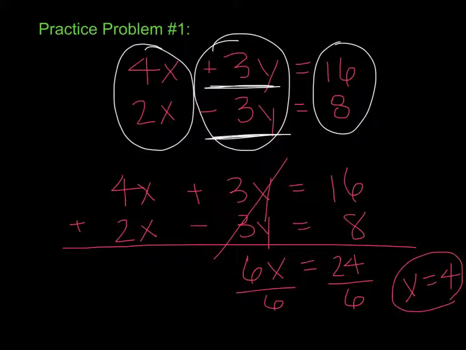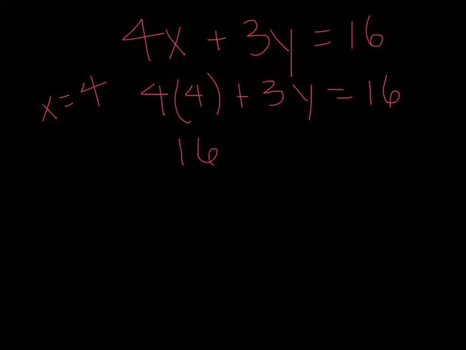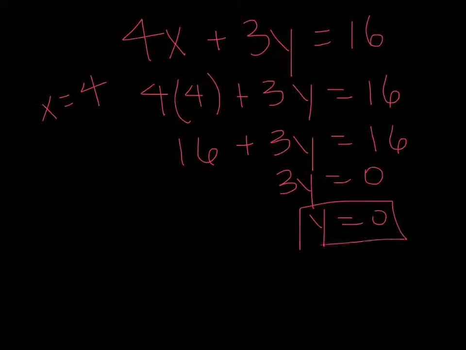Then if I plug in to get the other variable, just for ease, I'm going to choose the first equation, 4x plus 3y equals 16. I'm going to plug in x equals 4, so that's 4 times 4 plus 3y equals 16. 4 times 4 is 16. 3y would equal 0. That means that y is 0. So we think 4, 0 is the solution to our system.